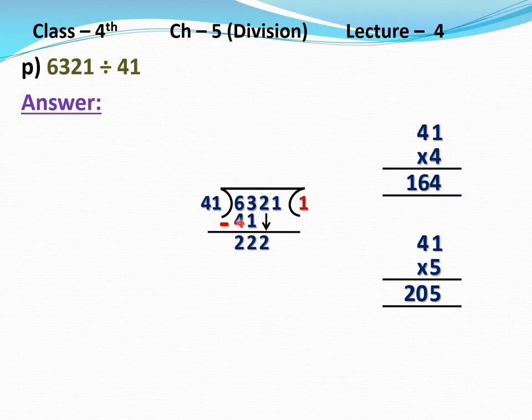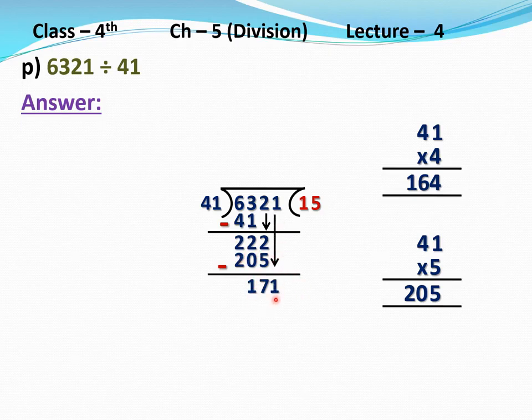Clear? Now multiply this 41 by 5. 41 multiply 5 equal to 205. Now we will do subtraction. See, this 2 minus 5, it is not possible, so we will take borrow from this 2. So this 2 will become 1 and this 2 will become 12. 12 minus 5, 7. 1 minus 0, 1. 2 minus 2, 0.